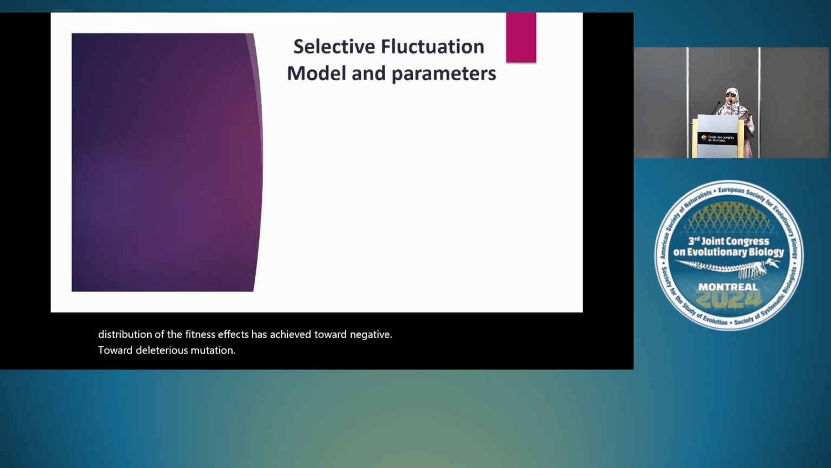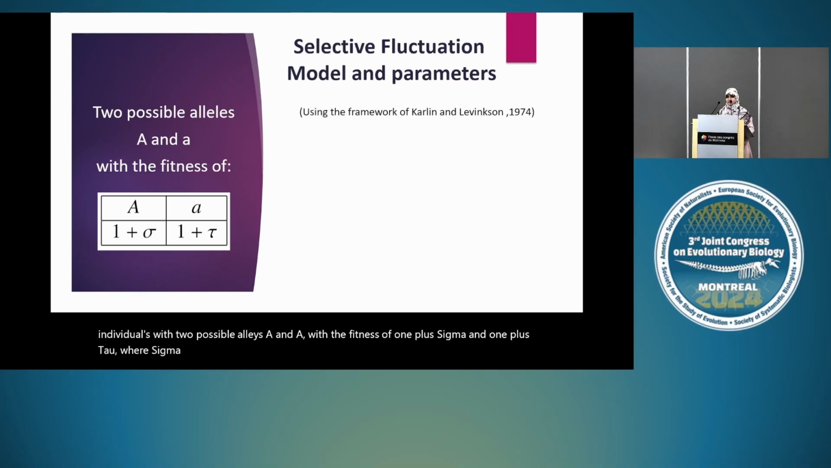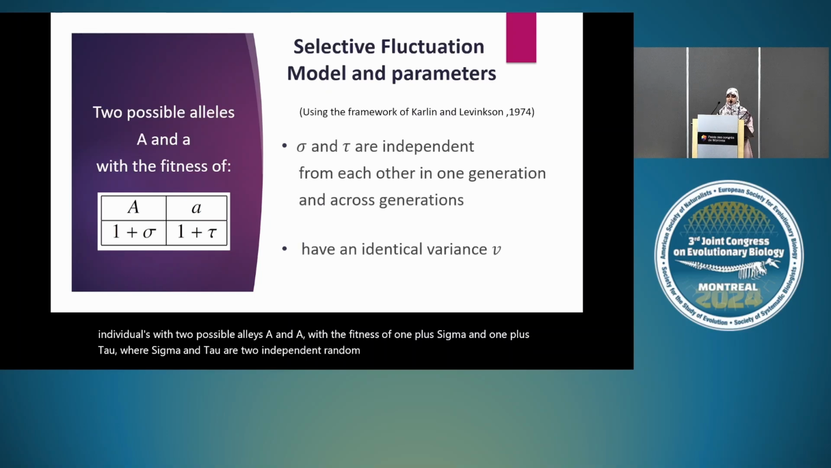In this study, we modeled selective fluctuation considering a haploid population of n individuals with two possible alleles A and a, with the fitness of 1 plus sigma and 1 plus tau, where sigma and tau are two independent random variables. And they are independent from each other in one generation and across generations. These variables have an identical variance called V.